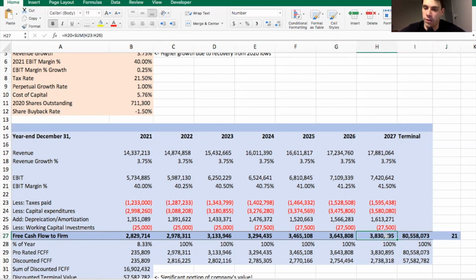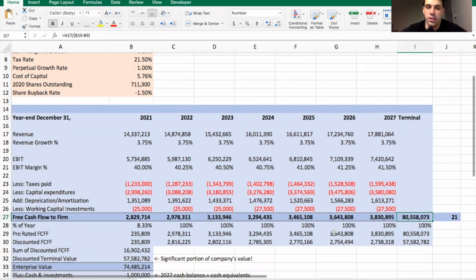It's just this final cash flow multiplied by 21, which gives us our terminal value. As you can tell, the terminal value is about $80.5 billion. What we're essentially saying with that is that from after 2027, the total amount of cash flows this business will generate is about $80.5 billion. And that $80.5 billion makes up a pretty significant amount of the total free cash flow to firm that we're projecting for this company.